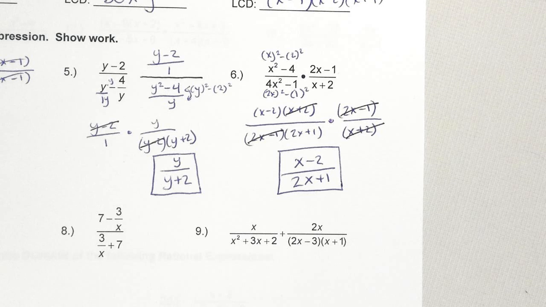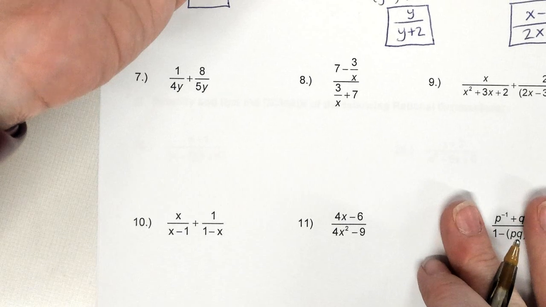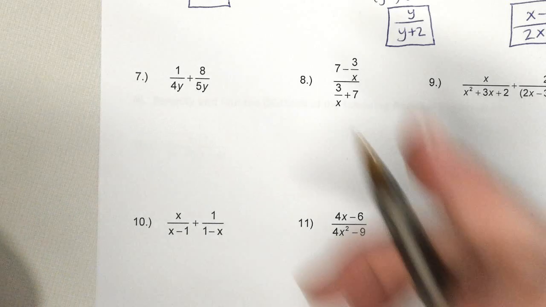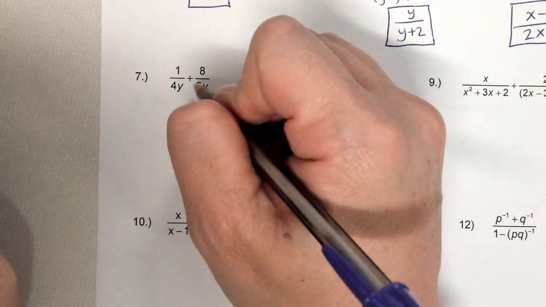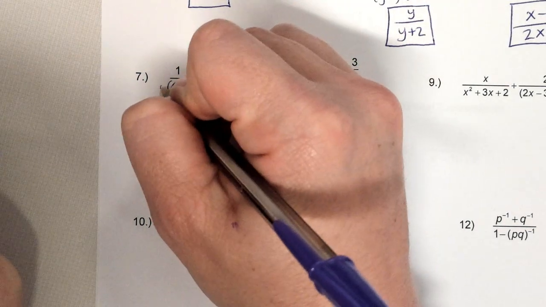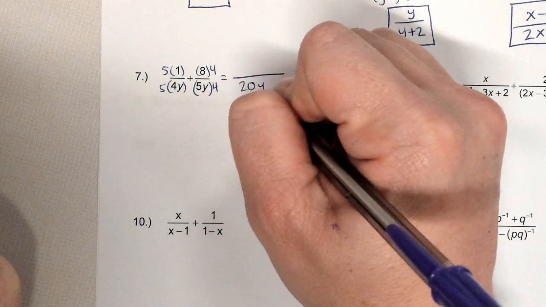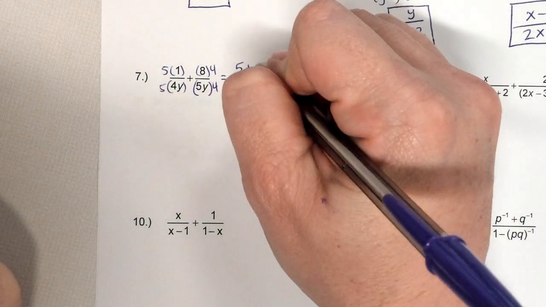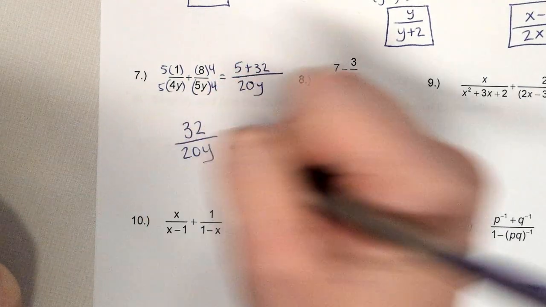Okay, let's look at number 7. So we have to find our least common denominator because we're adding, and to add or subtract, they have to have a common denominator. Well, they both have a y, so we're good there, but 4 and 5 can both turn into 20. On this side, you're going to multiply by 4. On this side, you're going to multiply by 5. And I know that my common denominator is going to be 20y. So 5 times 1 is 5, plus 8 times 4 is 32. And that leaves me with 37 over 20y, which does not simplify.